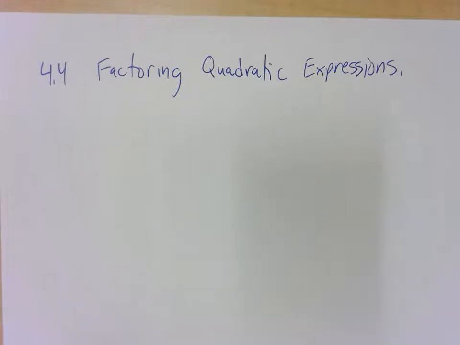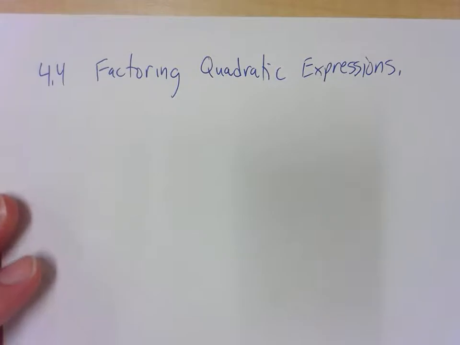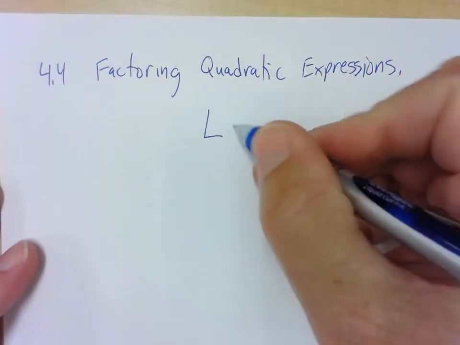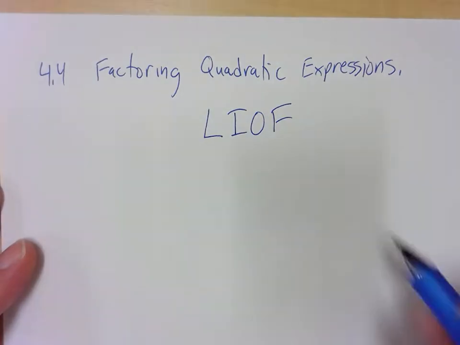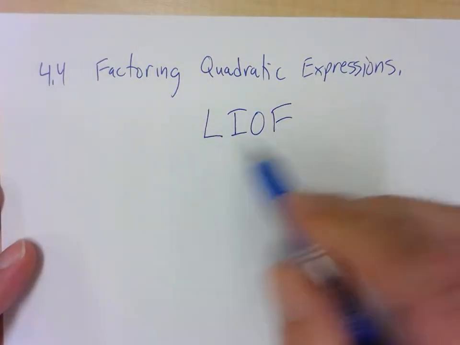All right, in section 4.4, we're going to factor quadratic expressions. This is basically FOIL backwards. So if we know how to FOIL, we can do it backwards. And that's what this is all about.